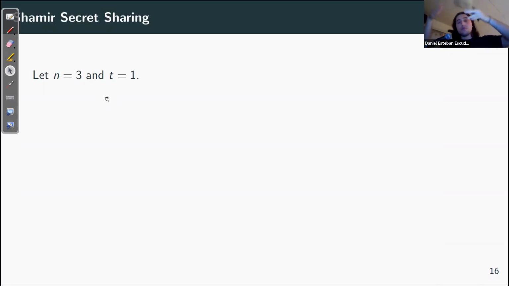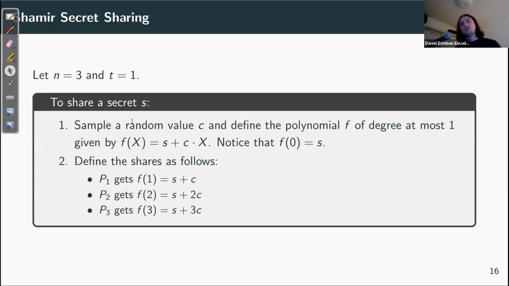So additions will turn out to be local, so no interaction will be needed. And multiplications will require some clever protocol, but for Shamir secret sharing, the protocol will also be simple. And so that's why it suffices to have secret sharing to get MPC. So how does Shamir secret sharing work? It works as follows.